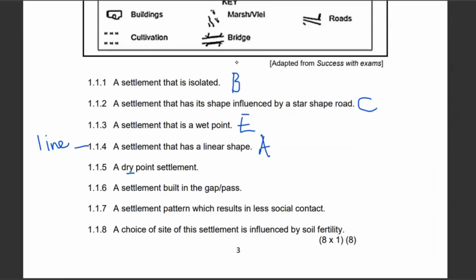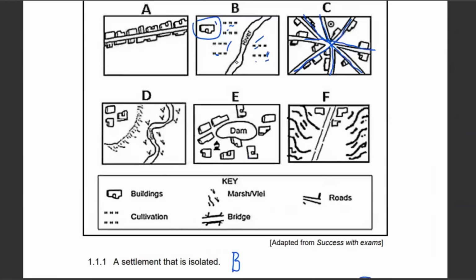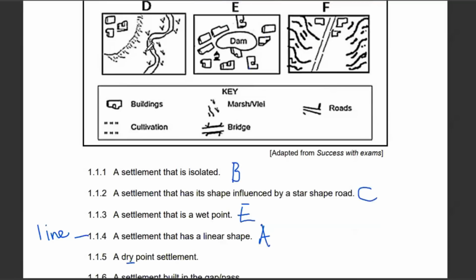Then number 5, a dry point settlement. We've explained what a dry point settlement is. If we check here, this is a swampy area. We can see this is a marsh or a vlei, and this settlement is on a high-lying area. So it means this settlement was established here because this area is prone to flooding. This area is a swampy area, it's a vlei, and there is risk of flooding in this area. That is why the settlement was established on this high-lying area.